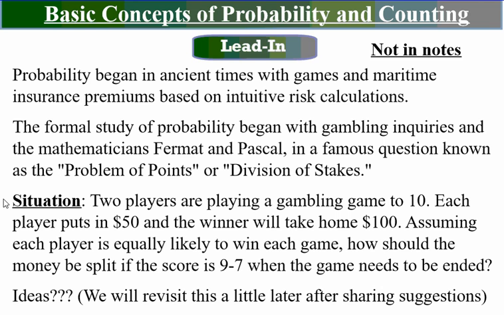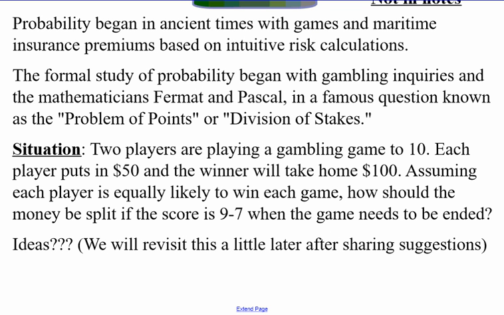So here's the situation that we can relate to that they were considering. So let's say two players are gambling. Each game is worth $1. So to gamble, each player puts in $50, and the winner is going to take home all $100. Assuming each player is equally likely to win each game, how should the money be split if the score is 9-7 when the game needs to be ended?